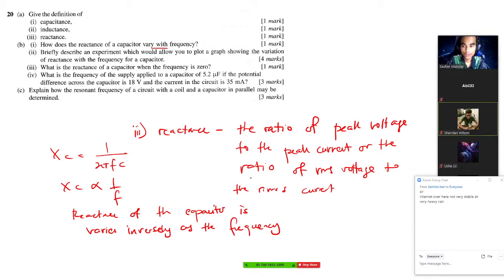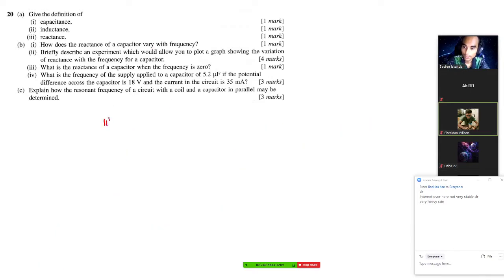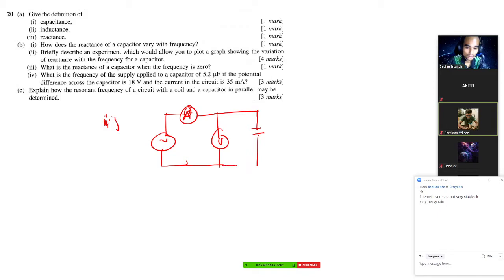Okay, so we go to B3. B3, the experiment which allows you to plot a graph showing the variation of reactance with the frequency of a capacitor. In that case, you need an AC supply, an ammeter, and a voltmeter, and the voltmeter must be parallel to the capacitor. Remember, the voltmeter must be parallel to the measurement, so it must be like this.